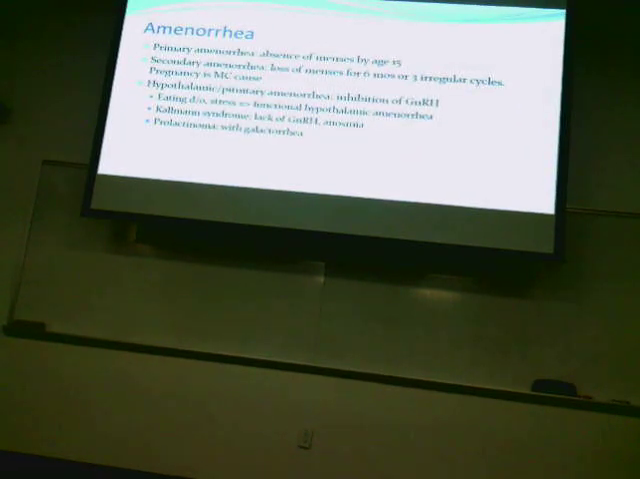Amenorrhea. Primary amenorrhea is when you've never had any menses and you haven't had them by the age of 15. So that's a key number here. Secondary amenorrhea is when you had menses before, but then you lost them. You don't have them anymore. So you haven't had menses for 6 months, or you've had 3 irregular cycles before. And the most common cause, in teenagers and adults, you want to think about pregnancy. So that's the first thing you want to rule out right off the bat.